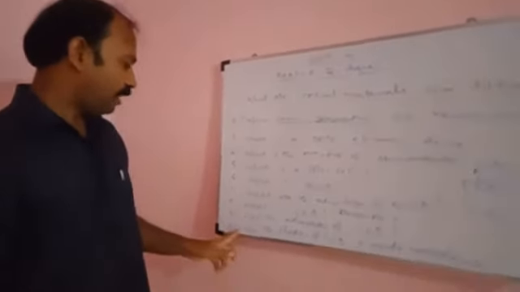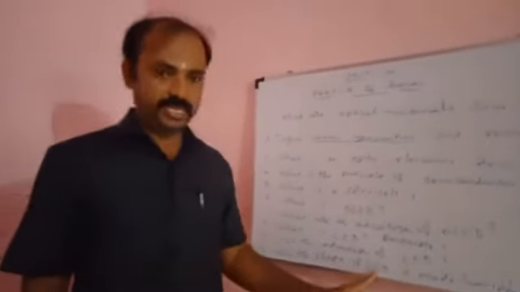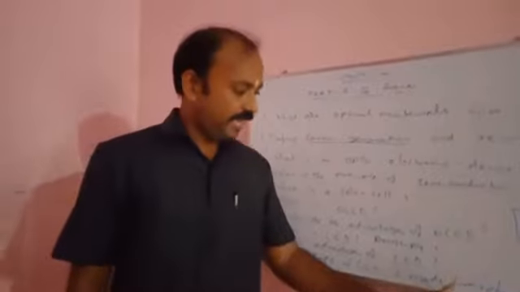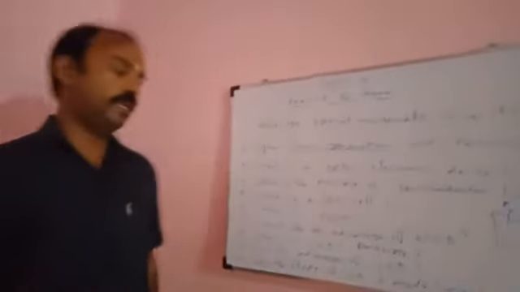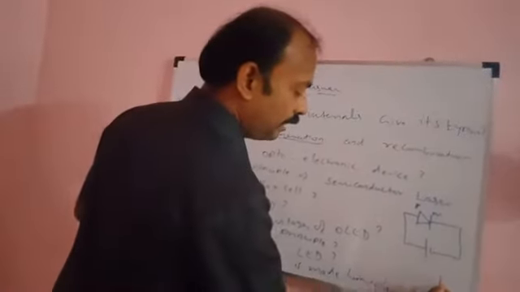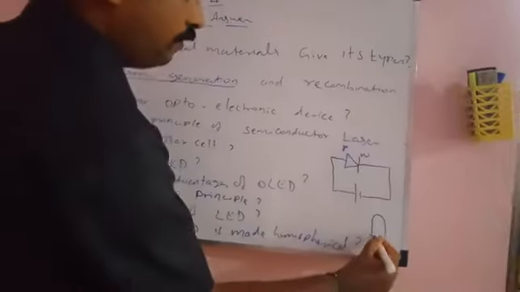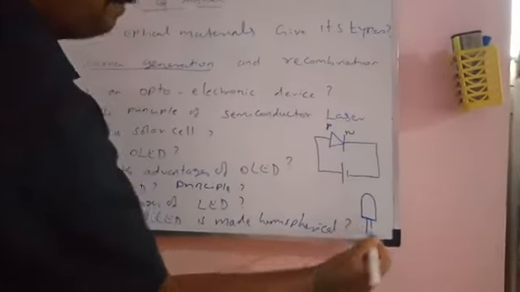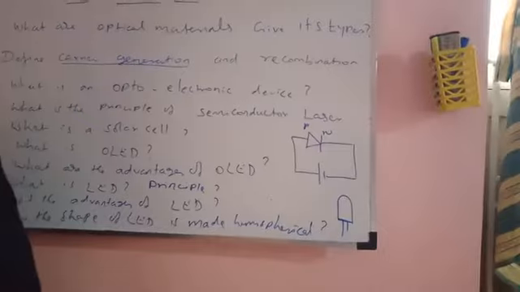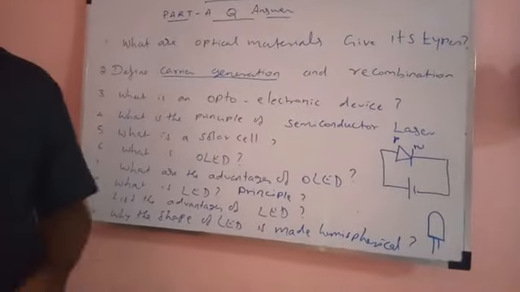Next we move to the 10th question. Why is the shape of LED made hemispherical? Why is the shape of LED hemispherical like this?